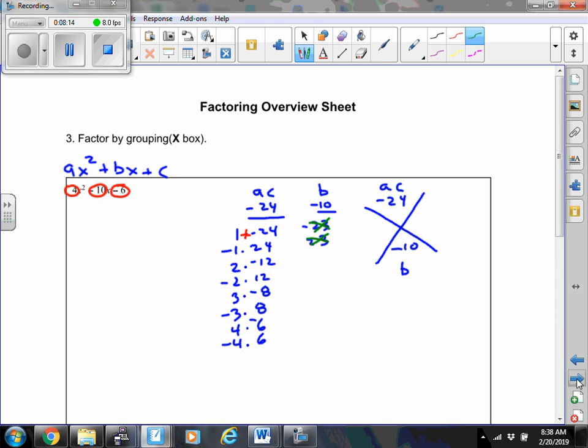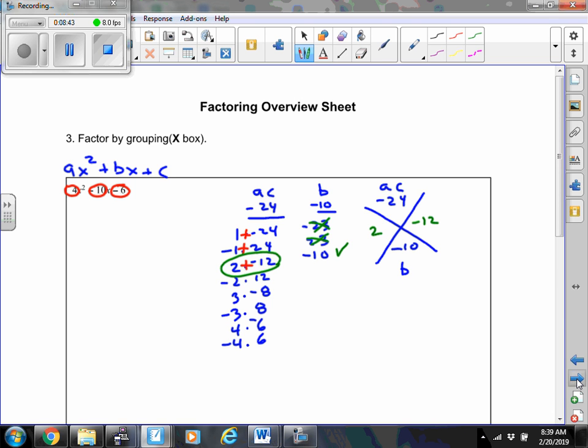Now I'm going to try to add these two. 2 plus negative 12 is negative 10. Hey, I got the one I want. That means my 2 and negative 12 are the two things that I want to put in my other side of my box. 2 and negative 12. All right? So once we have the box, this is how we use it.